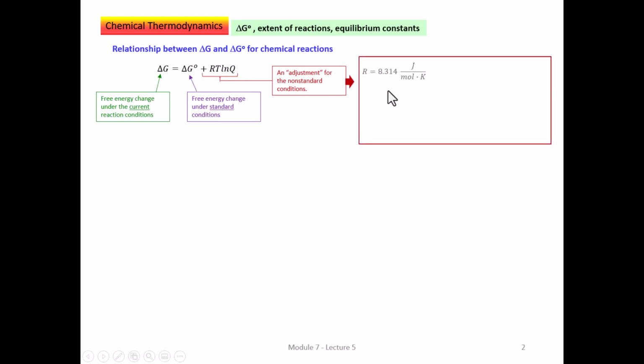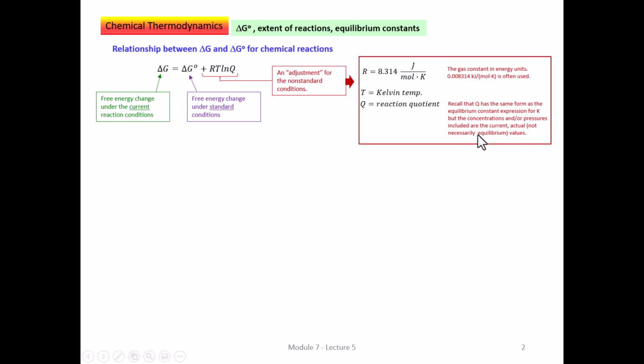For example, we have the gas constant written in energy units. You might more often see it in kilojoules rather than joules. Of course, T is the Kelvin temperature, and Q is our friend, the reaction quotient. And you might want to recall that the reaction quotient has the same form as the equilibrium constant expression K, but the concentrations and/or pressures that are included are the current actual, not necessarily equilibrium values.